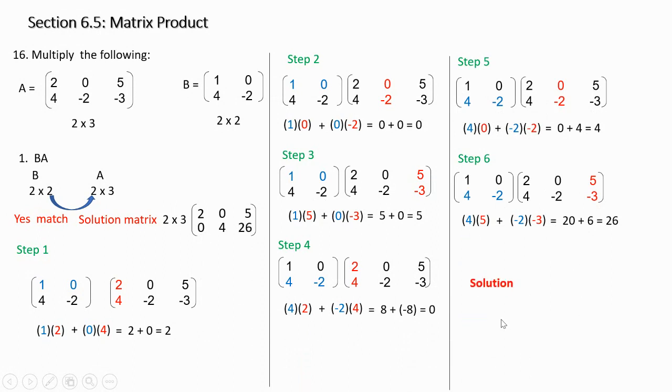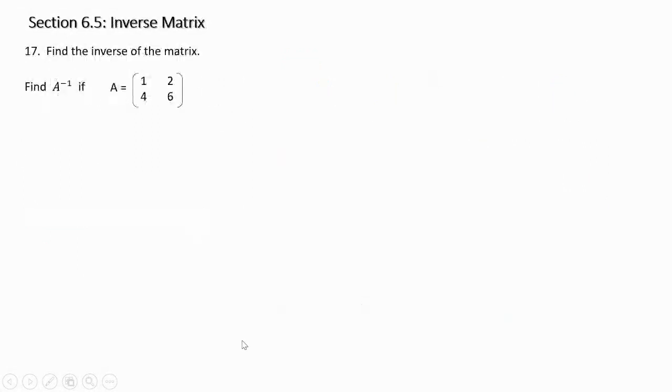And that's how you solve. That's how you multiply this matrix. There's my solution. Okay? You guys okay? Okay, so I'm going to continue. Now comes find the inverse.